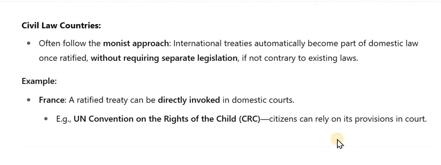Civil law countries often follow the monist approach, where international treaties automatically become part of domestic law once ratified, without requiring separate legislation, if not contrary to the existing law. In France, a ratified treaty can be directly invoked in domestic courts.